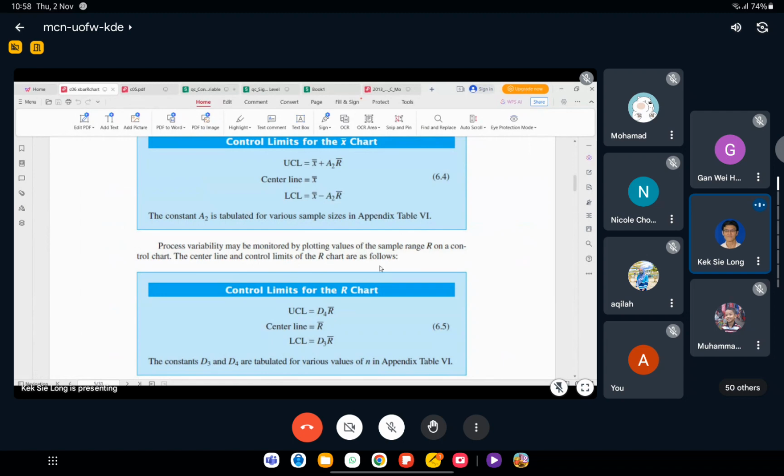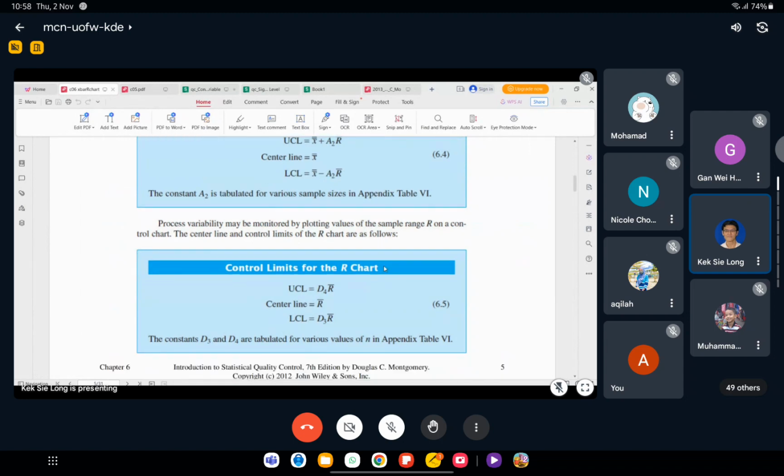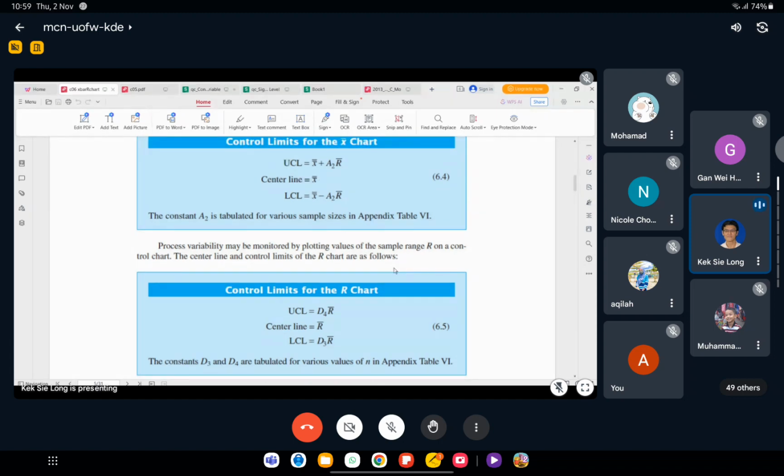And then for the R chart, why in equation 6.5 you see the R chart control limit only has one term, D4 times R bar? But in 6.4, the control limit for the X bar chart, we have X bar bar plus A2 R bar. But in the control limit for the R chart, we only have D4 R bar.